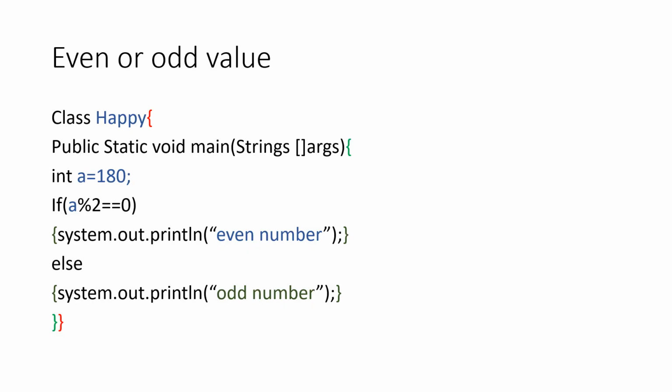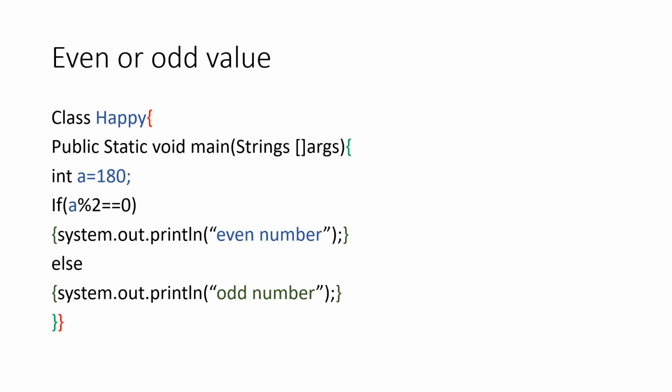If you see, this is an even or odd value program. First of all, in any program we are executing, we first need to think about the logic. If I need to find out whether a value is even or odd: we all know that if it is divisible by 2, then it is an even value. If it is not divisible by 2, then it will be an odd value. So this is a simple logic.